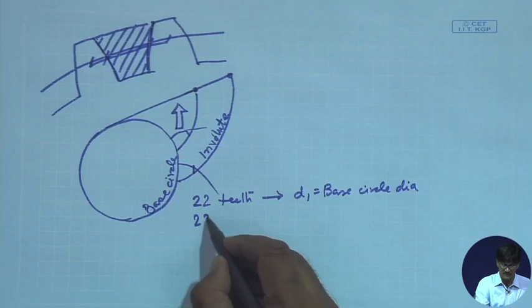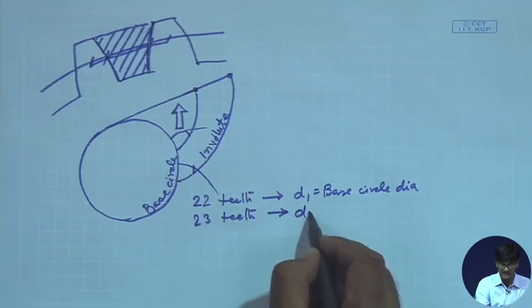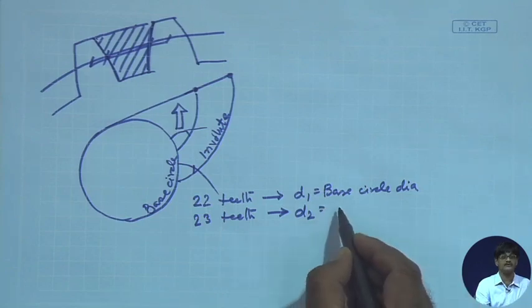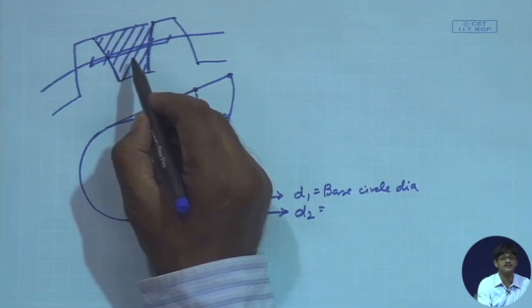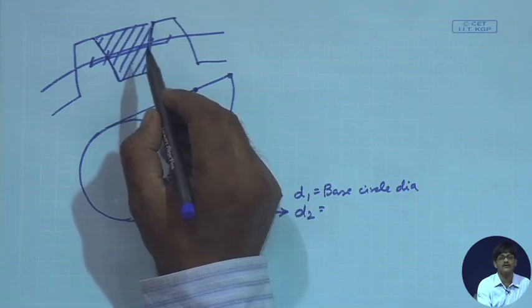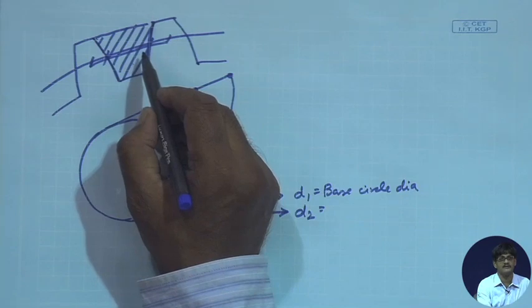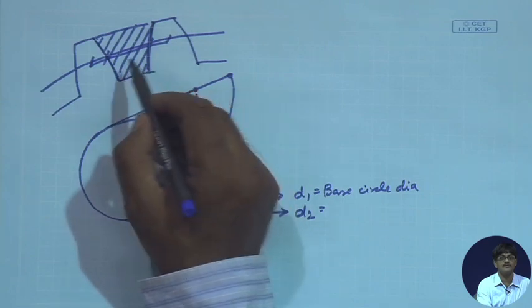If you have 23 teeth, theoretically speaking, this will have a different diameter, and therefore this tooth space is going to be different for each number of teeth. That does not sound good for milling, because theoretically you would have to have one particular cutter for one number of teeth, another particular cutter for another number of teeth, even if they are successive numbers.